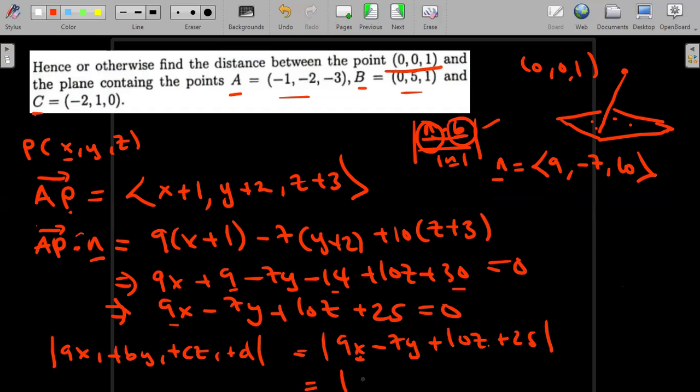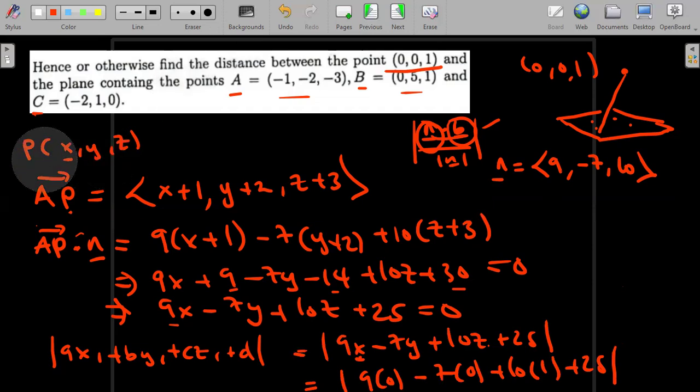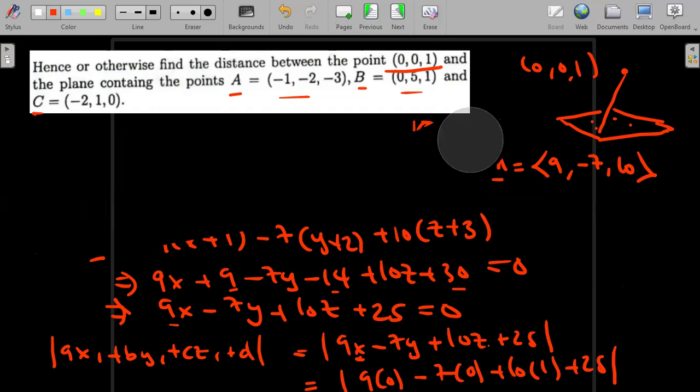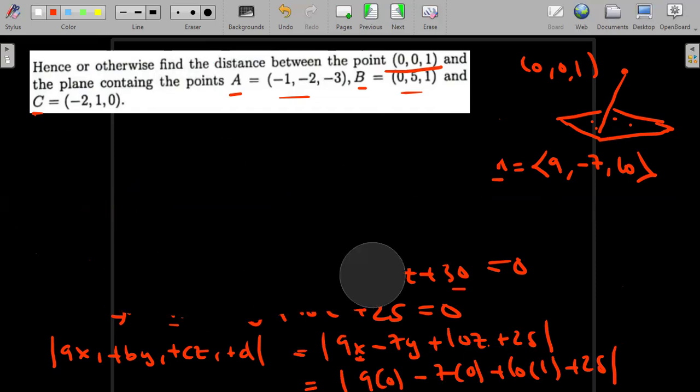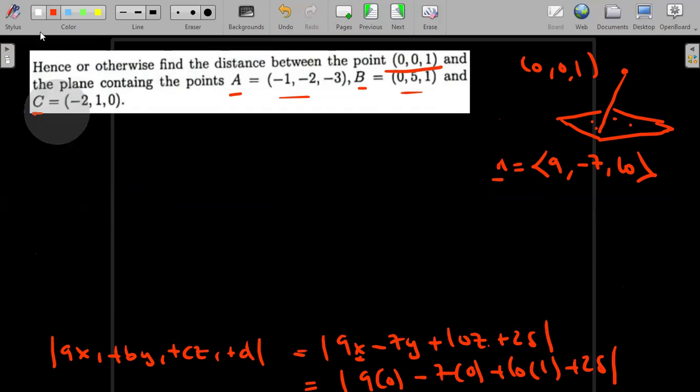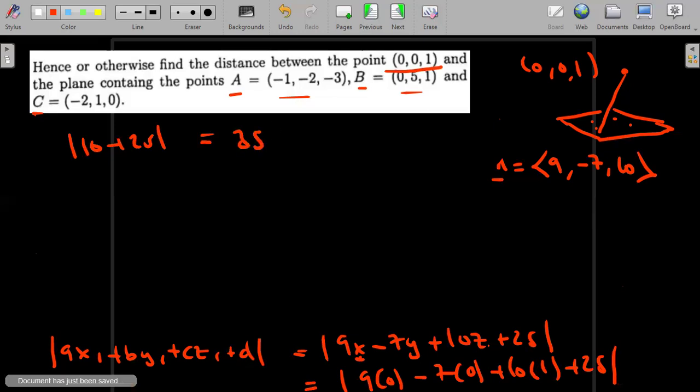So replacing that, you have 9 multiplied by 0 minus 7 multiplied by 0 plus 10 multiplied by 1, then plus 25, like that. So that is going to give us 10 plus 25, and this is just going to be equal to 35.